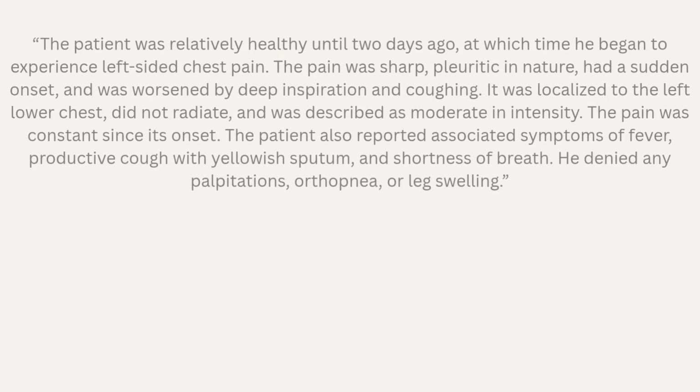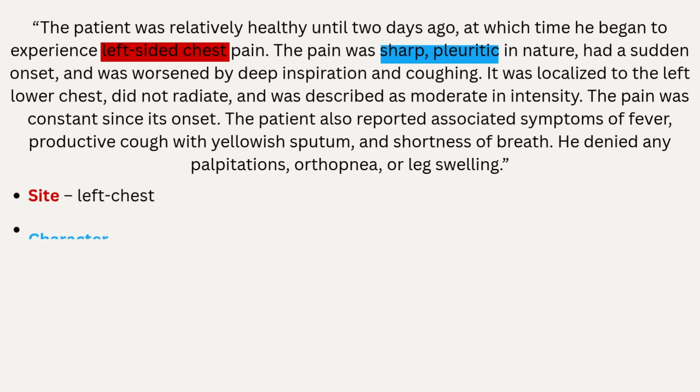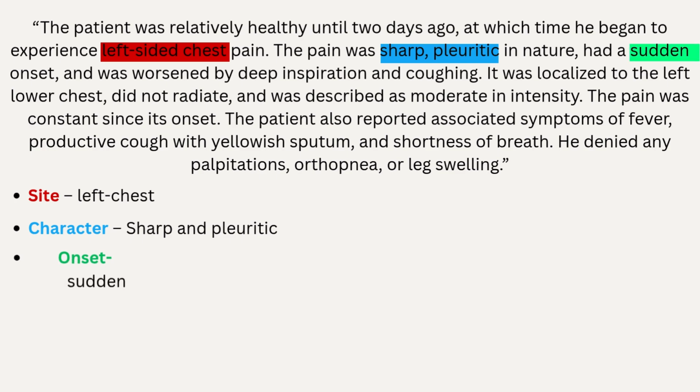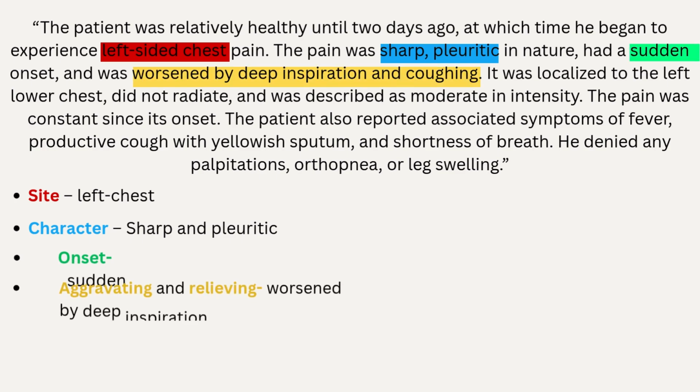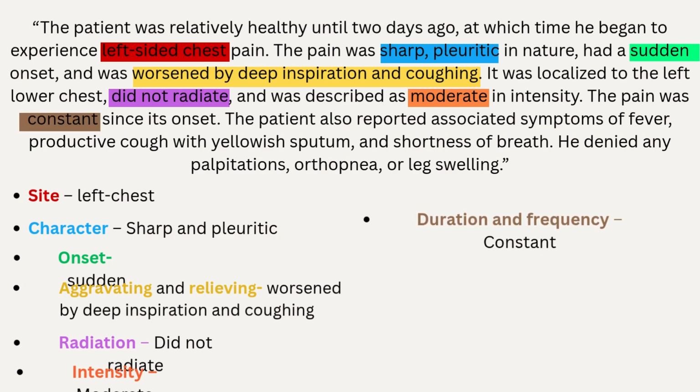So when we break it down, the patient was relatively healthy until 2 days back, at which time he began to experience left-sided chest pain. Site, left-sided. Character, quality pleuritic, sharp in nature. Onset, sudden onset. Aggravating factors, worsened by deep inspiration and coughing. Radiation, did not radiate. Severity, intensity moderate in intensity. Duration and frequency, constant since its onset.